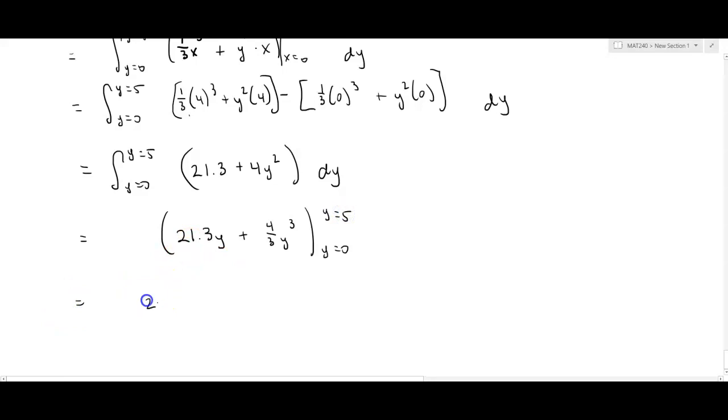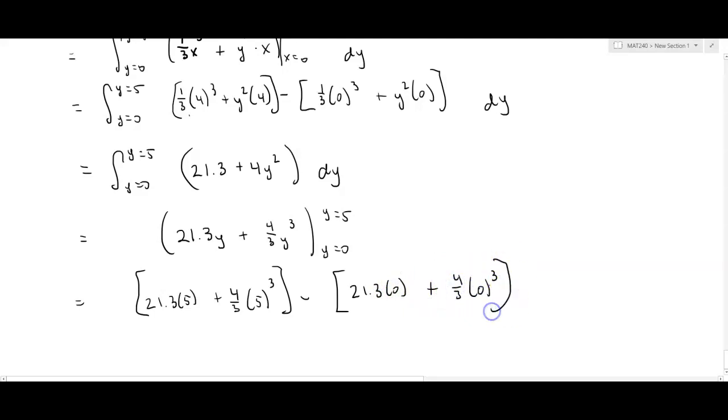So I'll have 21.3 times 5 plus 4/3 of 5 cubed. Now I need to subtract away, using the fundamental theorem, 21.3 times 0 plus 4/3 times 0 cubed. And 21.3 times 5 plus 4/3 of 5 cubed comes out to about 273.3.